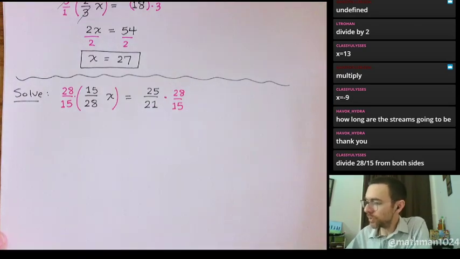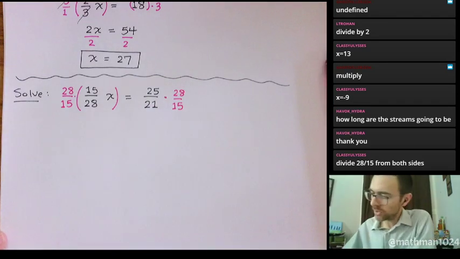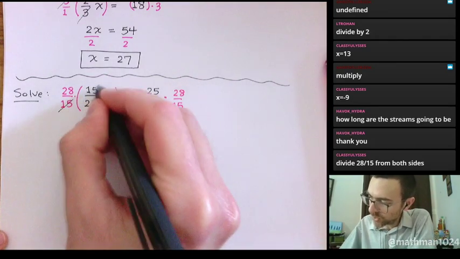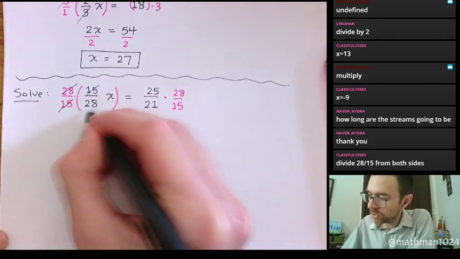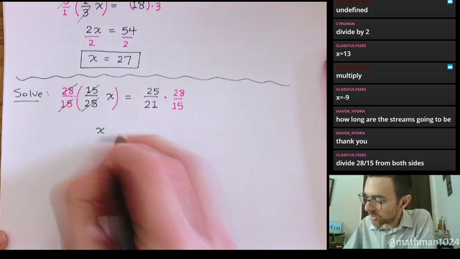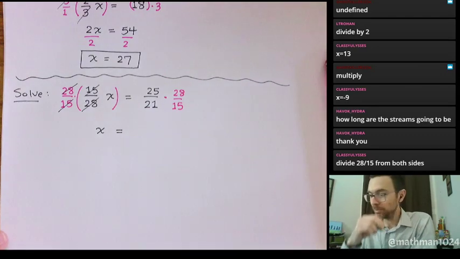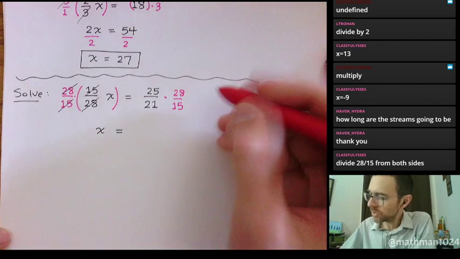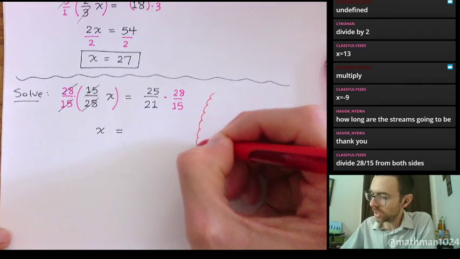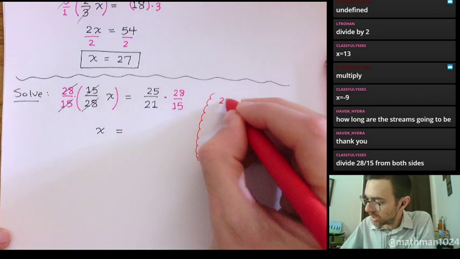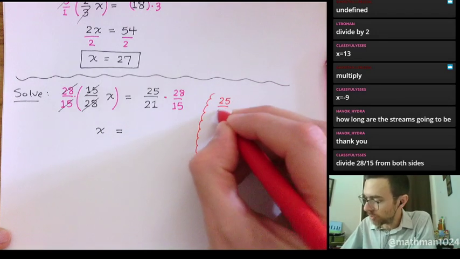Now again, the reason we're using the reciprocal is because here on the left side, those 15s will reduce, 28 over 28 reduces, and I'm just left with x on the left side and what looks to be a mess on the right side. But that's okay, because we have all this room here on the side where I can go off and simplify.